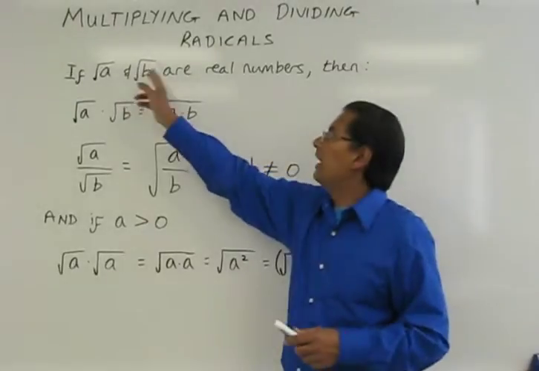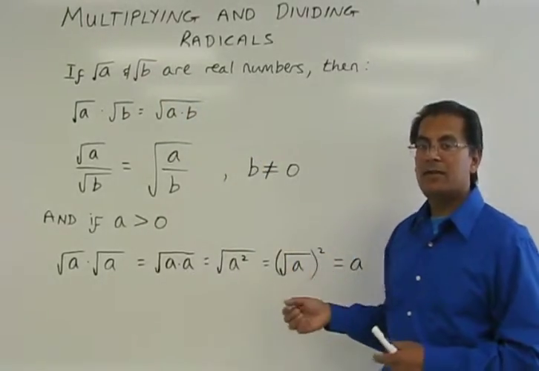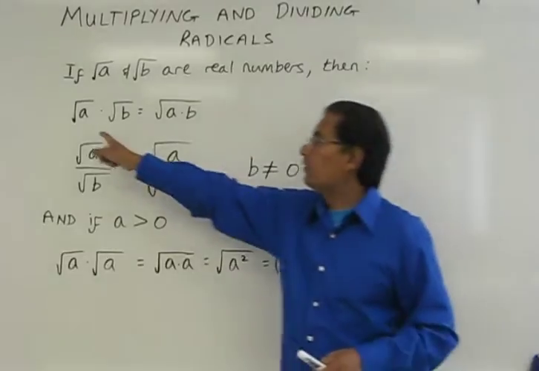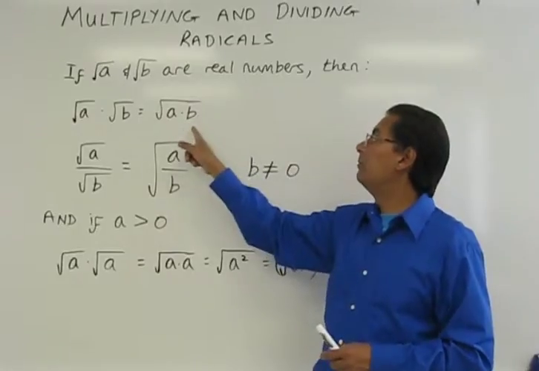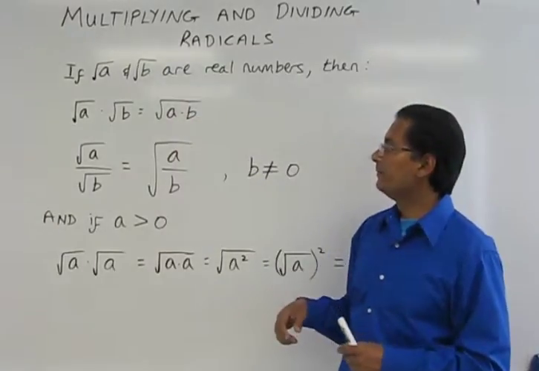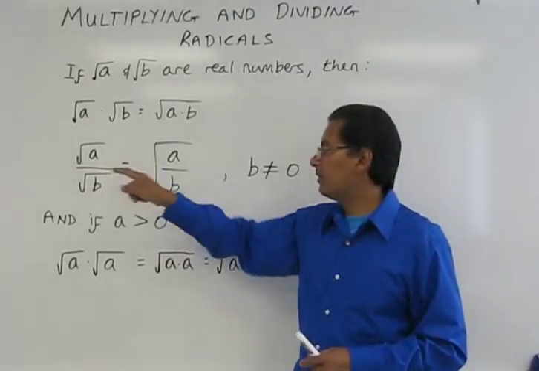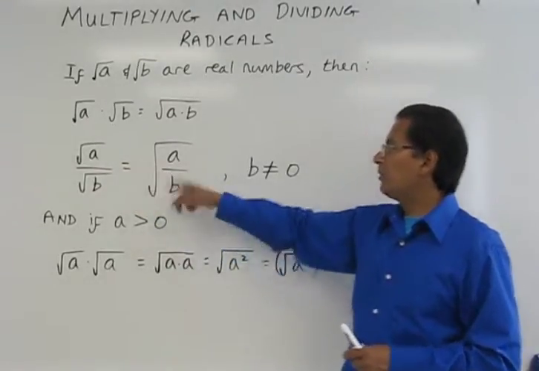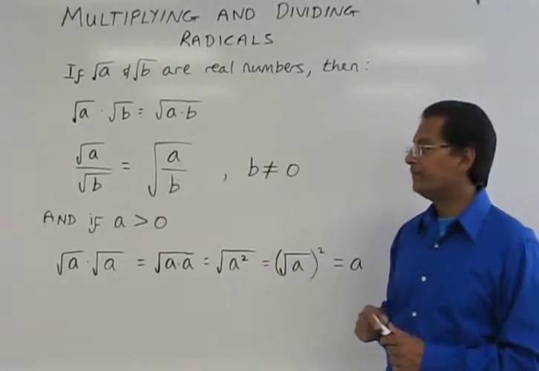If the square root of a and the square root of b are real numbers, in other words, you can actually take these square roots, then the square root of a times the square root of b is equal to the square root of a times b. The a and b can sit underneath the root, the square root symbol. Similarly, the quotient rule says the square root of a divided by the square root of b is equal to the square root of a over b, as long as b is not 0.